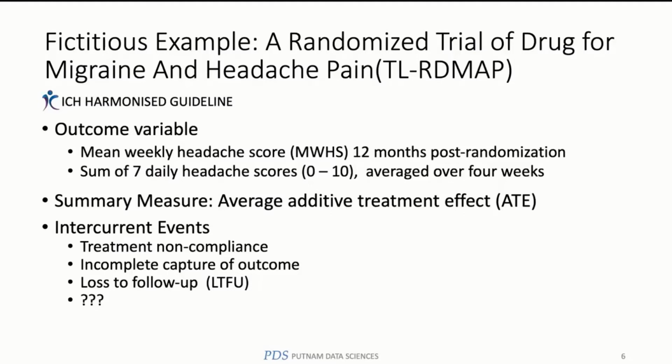And for intercurrent events, we can foresee that there'll probably be some treatment noncompliance. We'll probably have some incomplete capture of the outcome. And we also will have outright loss to follow-up. People will drop out. And then there may be some intercurrent events that I don't have on this list that you can foresee that I would add to the list. And then, of course, there are going to be ones we can't foresee at all, like a global pandemic that could really mess things up.